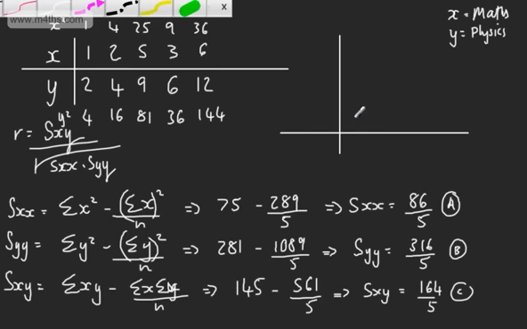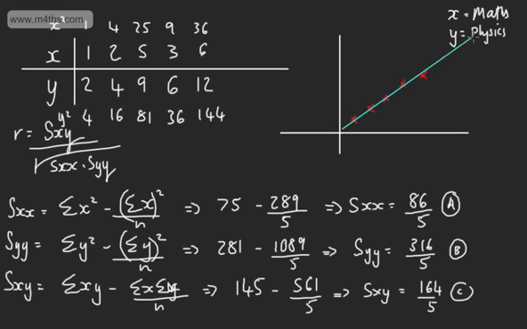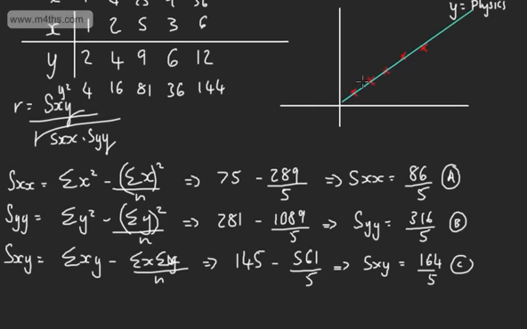So we've got 1, 2, we've got 2, 4, we've got 5, 9, which is just slightly off. Then we've got the 3, 6, and we've got 6, 12. It's going to look something like that. So this idea of R is just how well it fits this straight line. If it's bang on, it's going to be 1, and this isn't too far off. Again, that's done by hand.